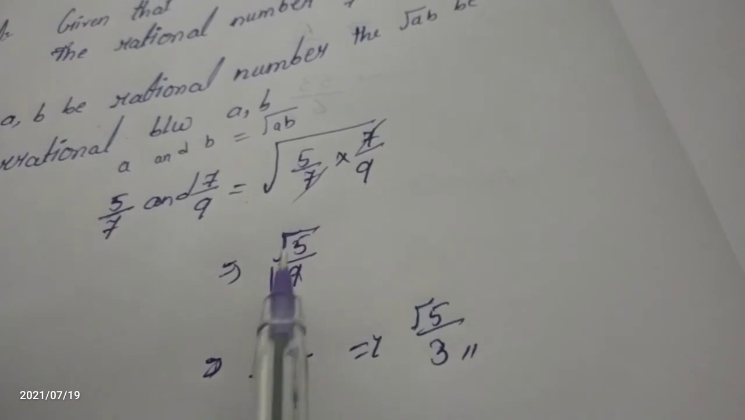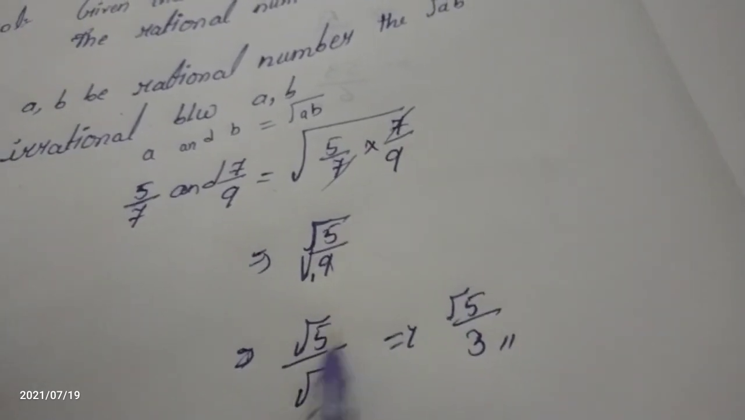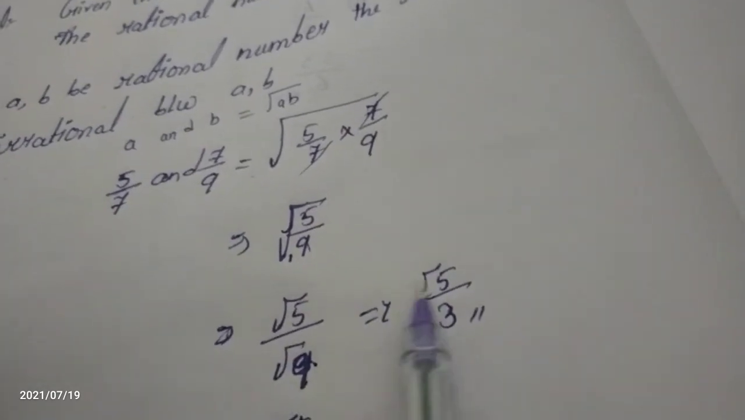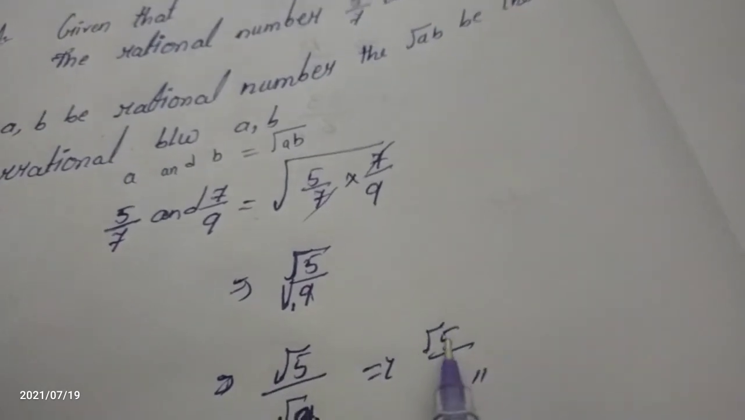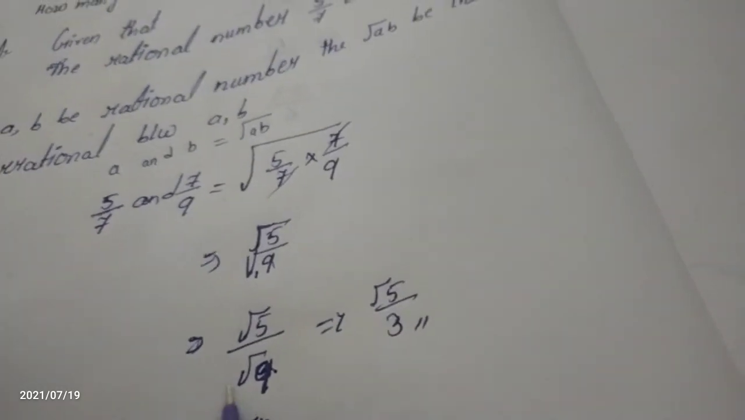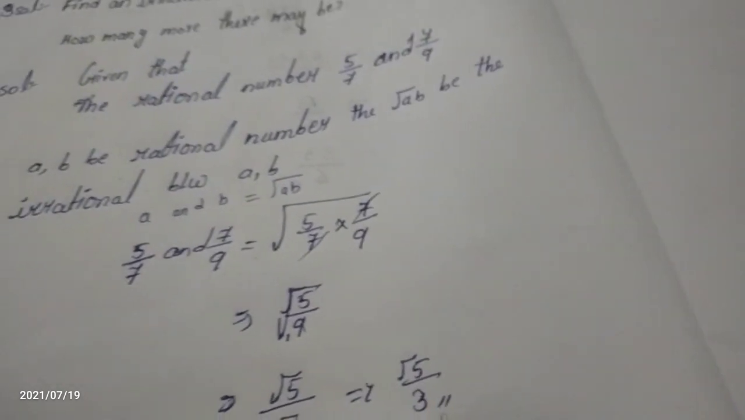Okay, the root goes to both the numerator and the denominator: root 5 and root 9. Root 5 has no exact value, so we take it as it is, and the value of root 9 is 3. Okay, root 5/3 is your answer.